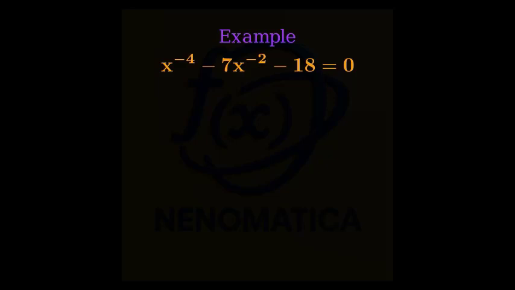In this example, we will solve the equation x to the negative 4 minus 7 times x to the negative 2 minus 18 equals 0. We will use a helper substitution to turn it into a simple quadratic.